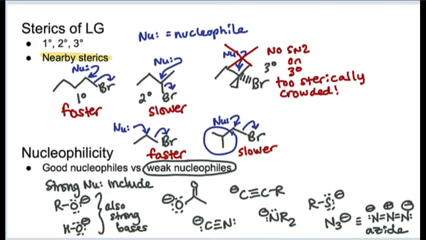And then weak nucleophiles would include a couple of examples like alcohols and water. Alcohols and water are going to be our weaker nucleophiles, and you're going to see that they tend to not do bimolecular reactions. These nucleophiles tend to do unimolecular, which we haven't talked about yet.